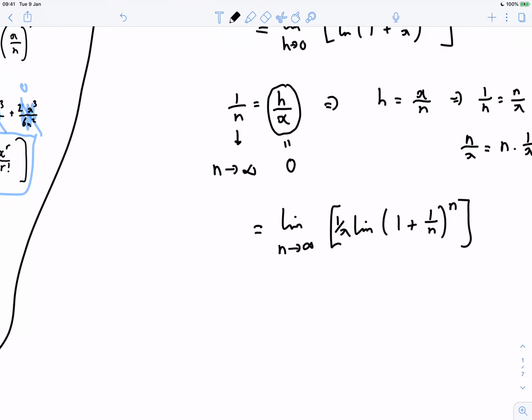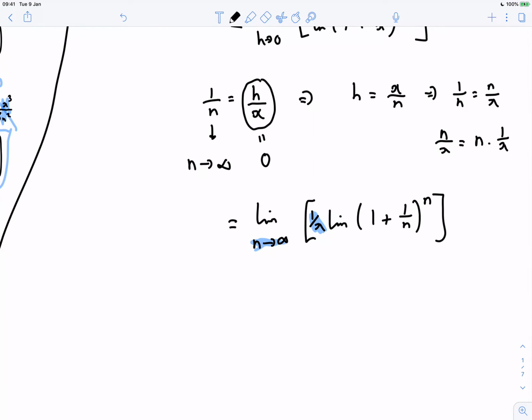Because now the 1 over x, this constant factor here, doesn't actually depend on n anymore. So what we can do is 1 over x times the limit of n tending to infinity of the natural log, that should be an ln, not a ln, don't know why I put a ln, natural log of 1 plus 1 over n to the power n.